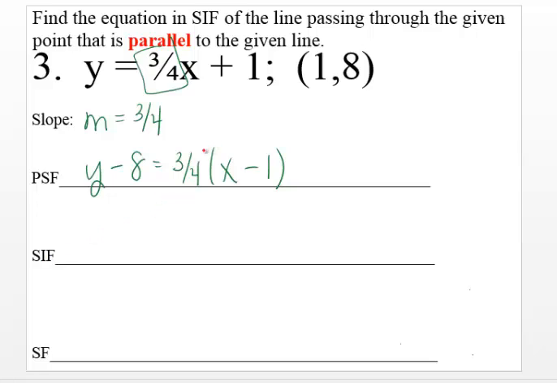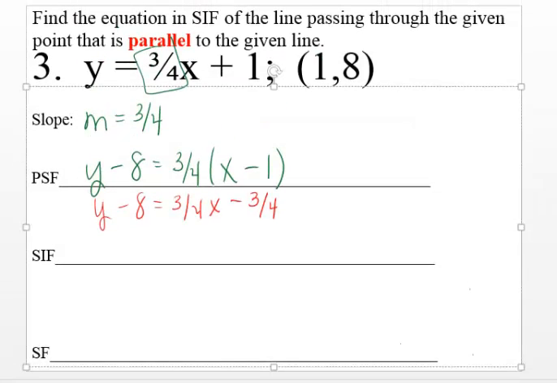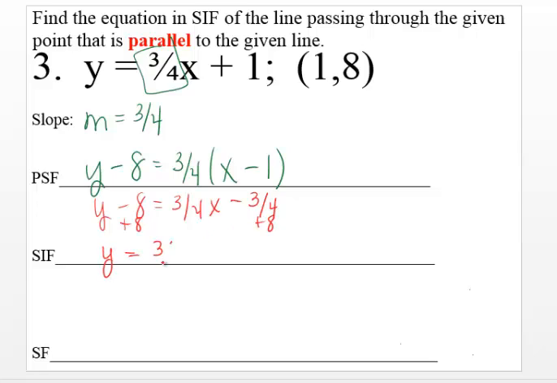Taking it next step to slope intercept form, when I distribute, I get y minus 8 equals 3/4 x minus 3/4. Then we'll have to add 8 to both sides. So I get y equals 3/4 x, negative 3/4 plus 8. I'll go ahead and do that off to the side by making a common denominator. So I've got negative 3/4 plus, it'd be 32 over 4, that's 8. So that gives me 29 over 4.